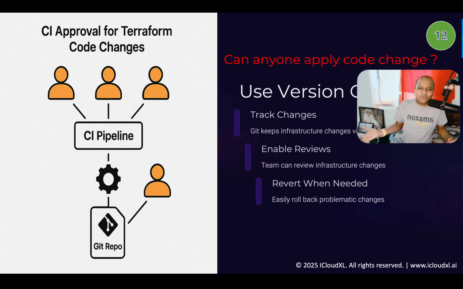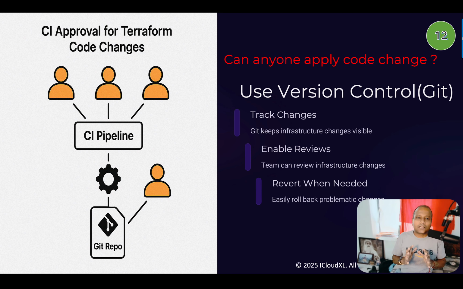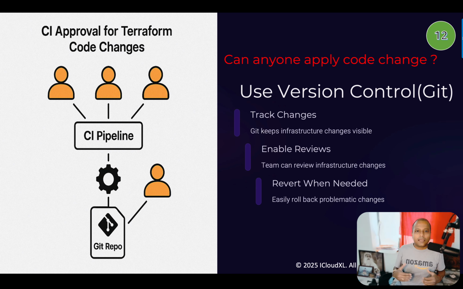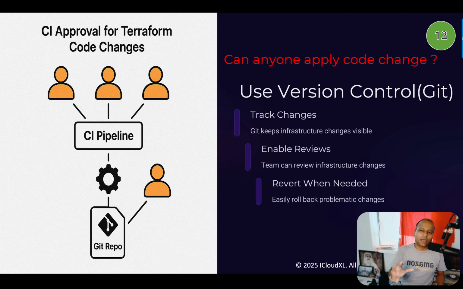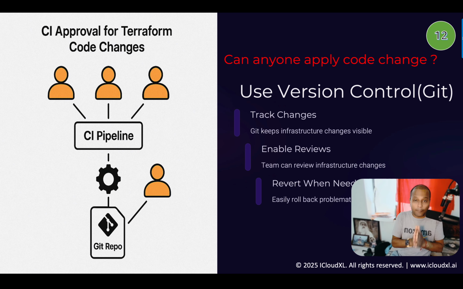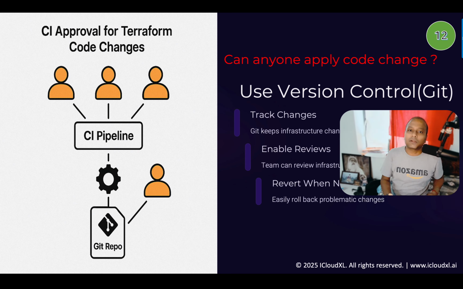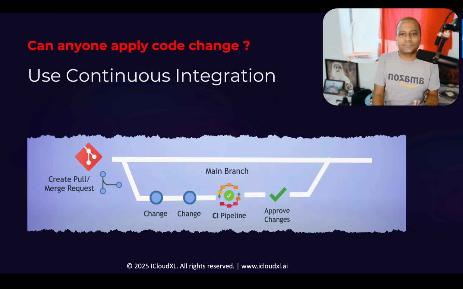Can anyone apply code changes? No. That's why you always do CI, the continuous integration process, so that anyone can apply the code changes, but it will not go to the main branch. Let's say you created code and pushed it, someone will review that code and approve it, and only then will it merge into the main branch. So that's a CI process. You must apply the CI process for your Terraform infrastructure. The same applies when you apply infrastructure changes.